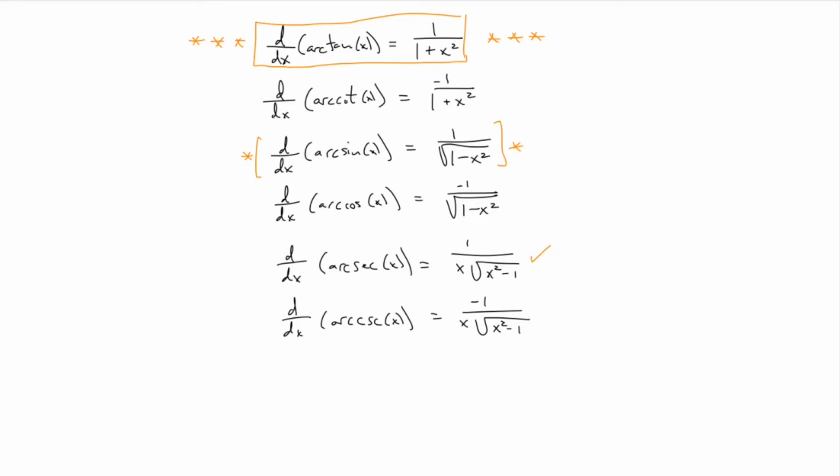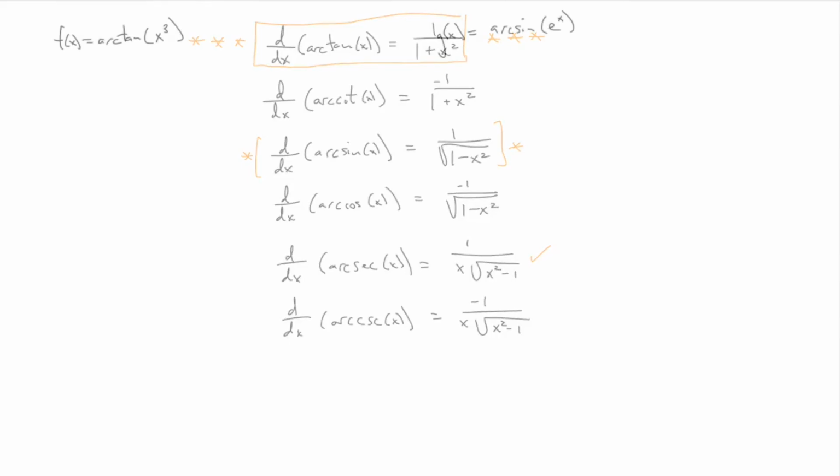As far as these other three are concerned, the arc cotangent of x, the arc cosine of x, and the arc cosecant of x, I can't remember ever seeing a problem where it was important to know the derivatives of any of those. I just include them because it took almost no effort to include them, and you may as well have seen what their derivatives are so that there's no mystery. But I wouldn't spend any time learning them.